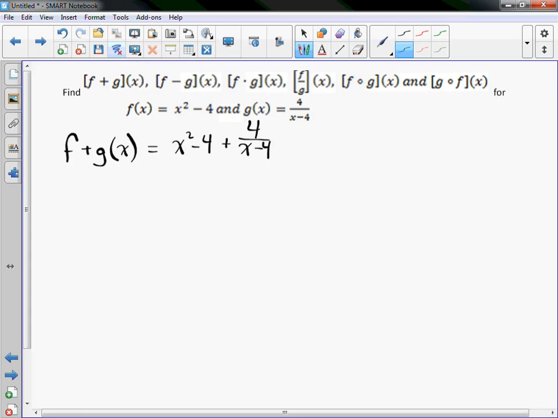We wanted to simplify this a little bit farther. We can find a common denominator for these two. This denominator currently is 1. We can make that x minus 4. Okay. So we can take the top and the bottom times x minus 4. We have this.